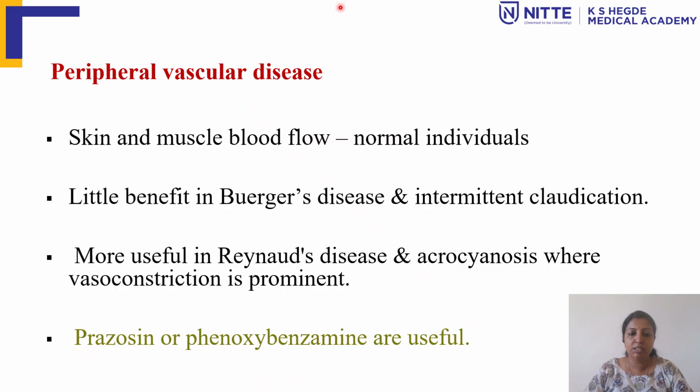In peripheral vascular disease, alpha blockers can improve the skin and muscle blood flow in a normal individual, but they do not produce much benefit in patients with Buerger disease or intermittent claudication. They can be more useful in Raynaud's disease and acrocyanosis, where vasoconstriction is prominent, because vasoconstriction is mainly mediated through the alpha receptors, and by blocking them they can be used in Raynaud's disease. Alpha blockers like prazosin or phenoxybenzamine are useful in this condition.